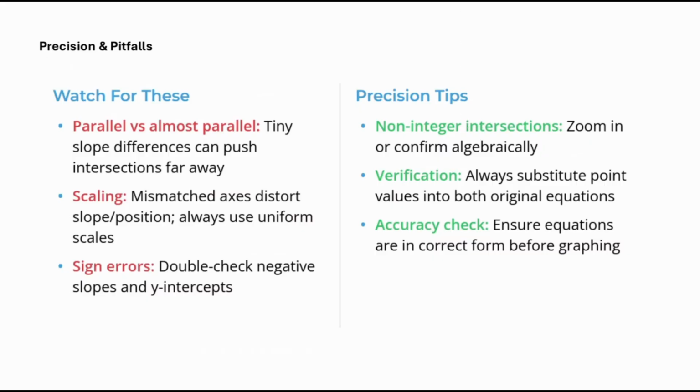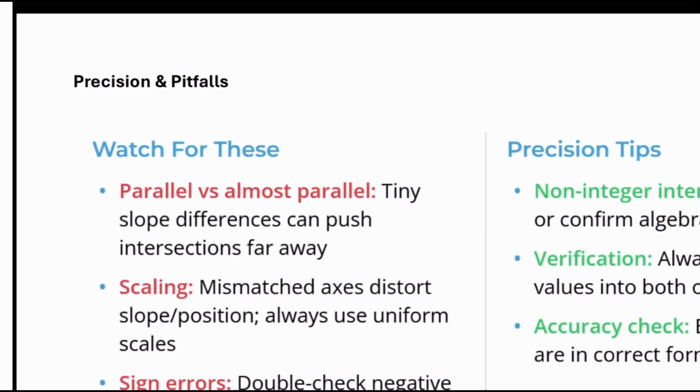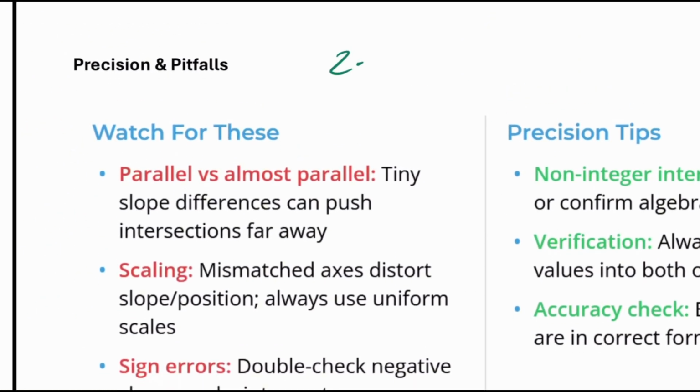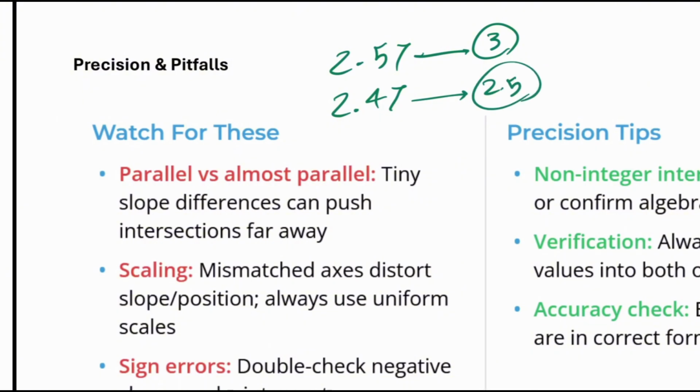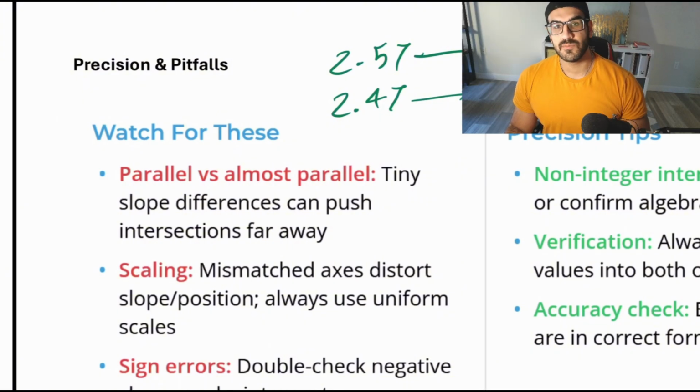What does that mean? Imagine that I do have two m's. One of the m's is 2.57 and another one is 2.47, for example. For some of you, they're going to round it up and make it 3. For some of you, want to round it down or make it 2.5 or whatever. I don't know. So at this point, you're missing something.